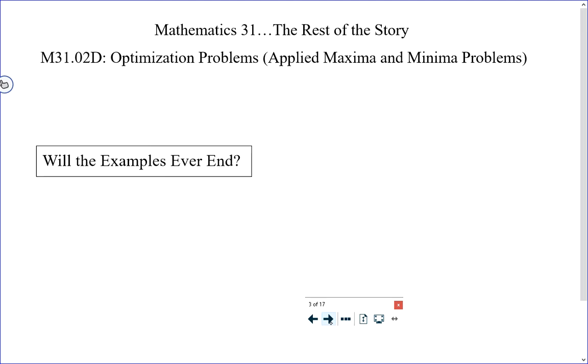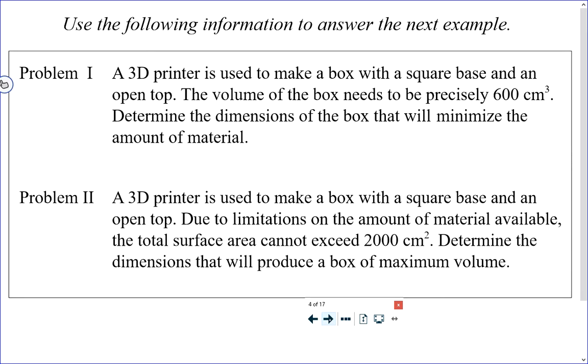What we're going to do is use the two problems that we're going to look at in order to kind of summarize things in terms of equations of constraint and how they fit into solving a problem where you're trying to optimize a variable. So we have the following information. There are two problems associated with the same scenario. In both of these scenarios, we want to make a box that has a square base and an open top. And I will draw one of those for you in a second to give you a visual of what it is we're talking about.